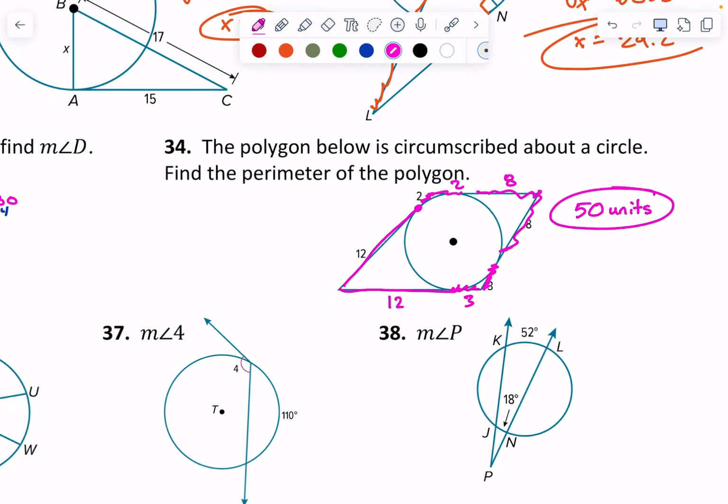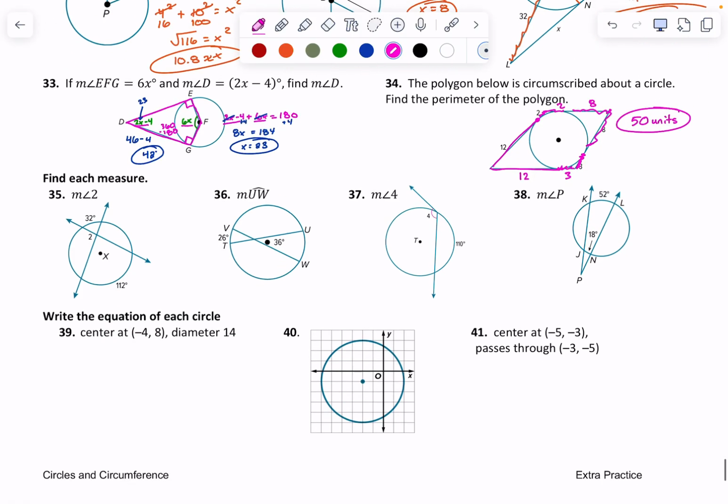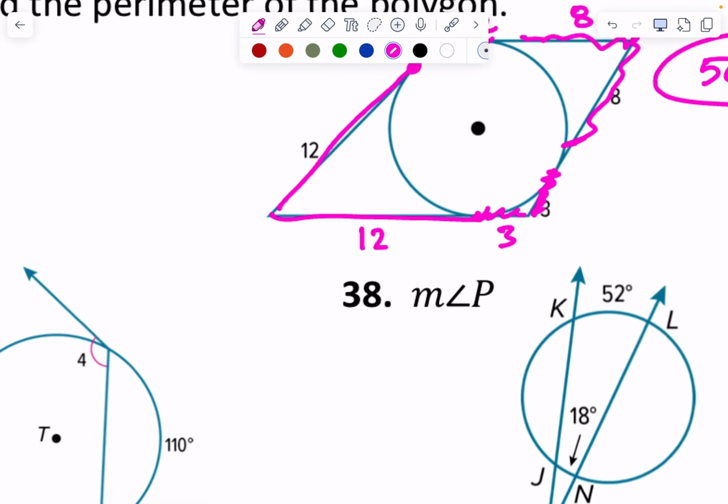Your ice cream cones on both sides have to be the same, otherwise your ice cream falls off the top. Got it? That is circumscribed. What? It is circumscribed, yes.